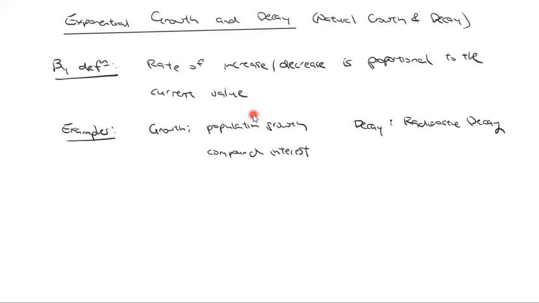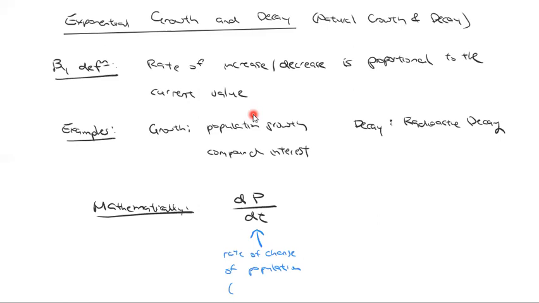All right. So mathematically, we express this as the derivative, let's say, of P for population with respect to time. So note that this represents the rate of change of population with respect to time. And by definition, exponential growth means that this is proportional to the population.